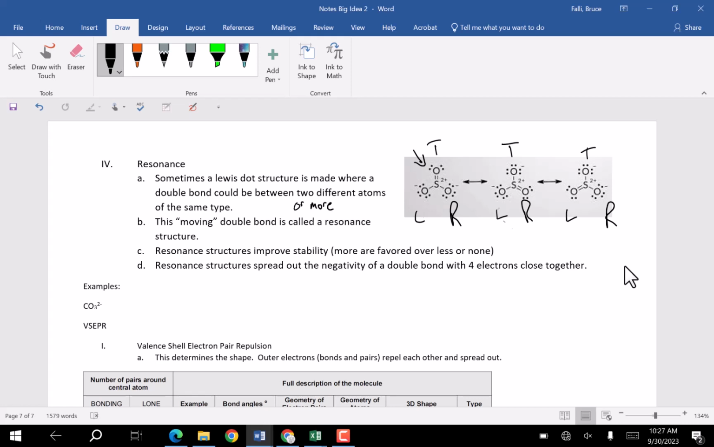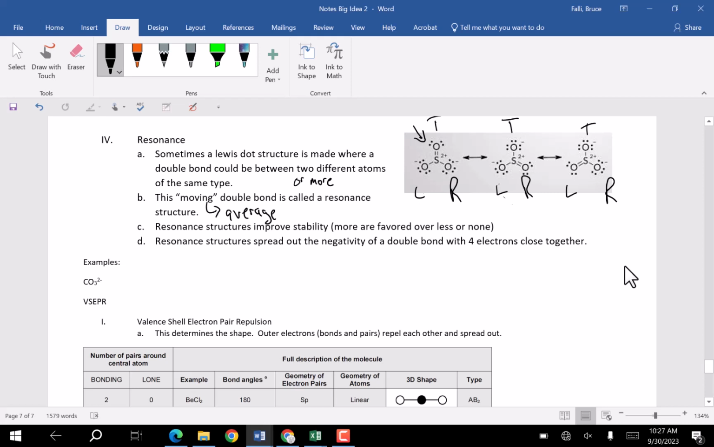This moving double bond is called a resonance structure. Okay, it doesn't move, by the way. It's an average. It's called resonance because they thought it was moving and would bounce back and forth, which would resonate like a beautiful note. La. Resonance improves stability. The more resonance structures are favored over less or none. More resonance. So do you see how this has 3 resonance structures? That would be more favored than something that has 1 or none.